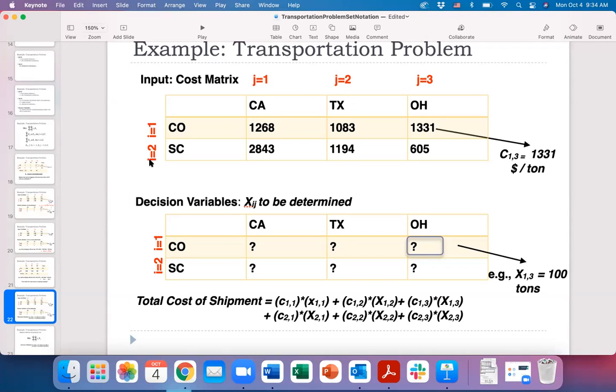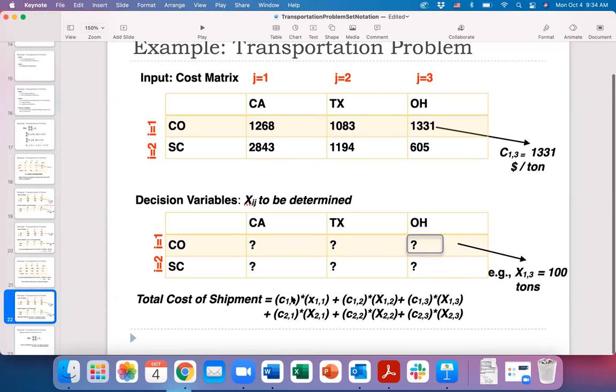We have the cost matrix, CIJs, and we have the decision variable matrix, XIJ, and we simply took the product of the elements in these tables and added them up. And that was what we refer to as matrix multiplication. And that's our total cost that we want to minimize.